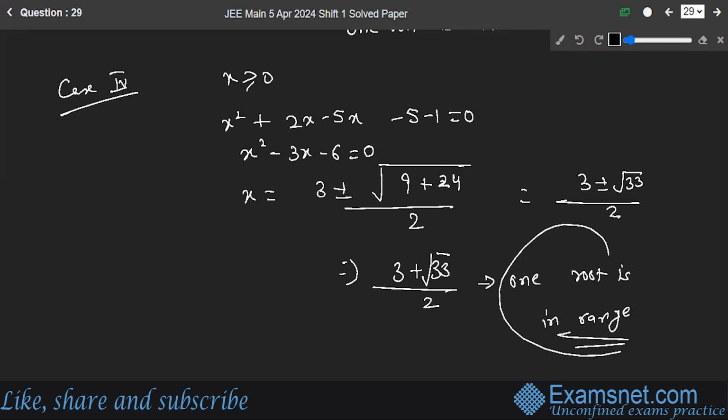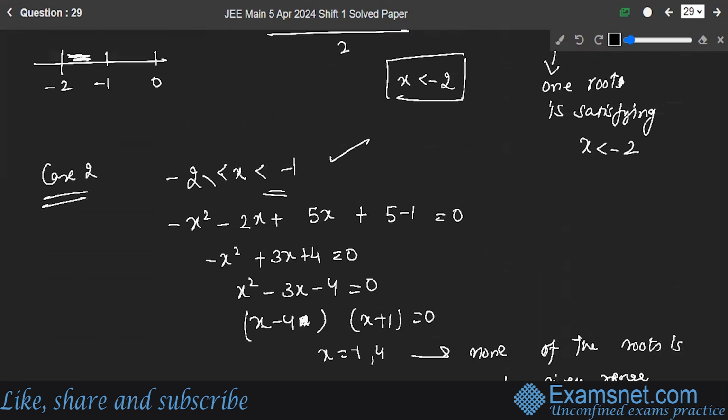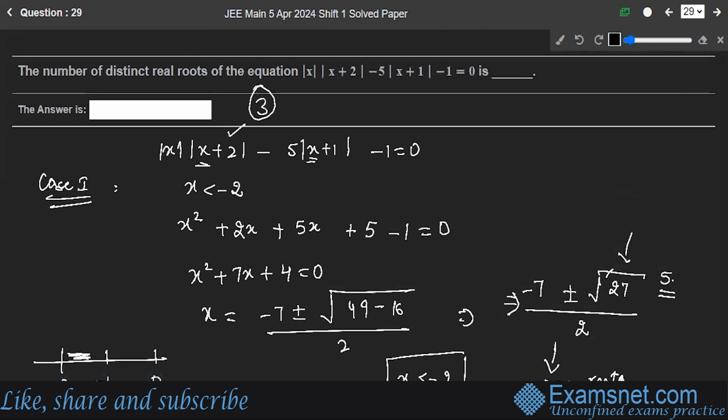So how many total? 1, 2, and 3. So how many roots you have total? 3 distinct real roots are there. Hope you got that. Let's move to the last question of this paper.